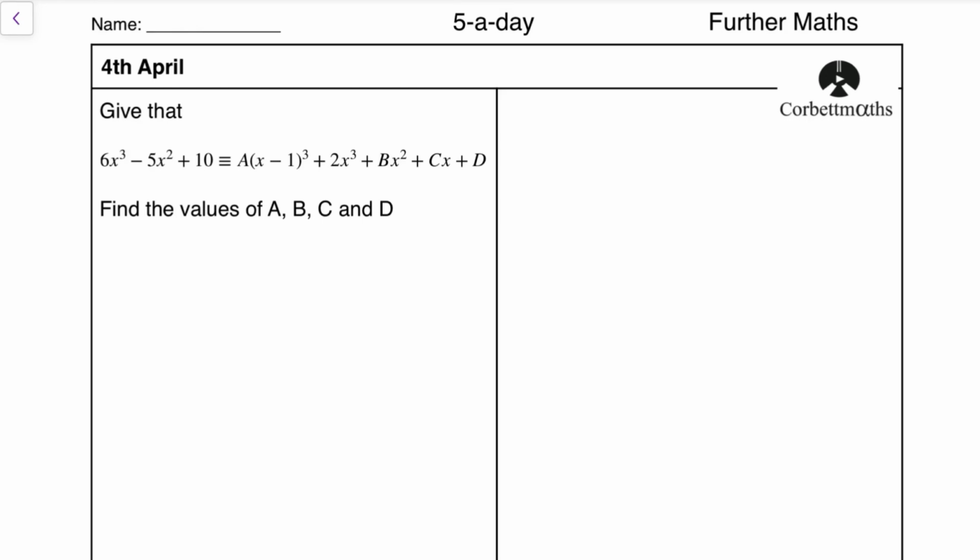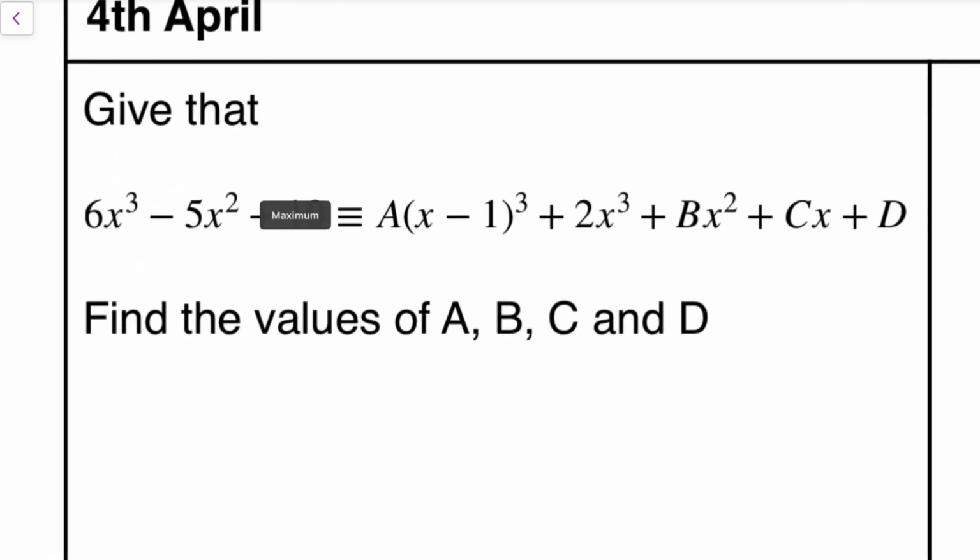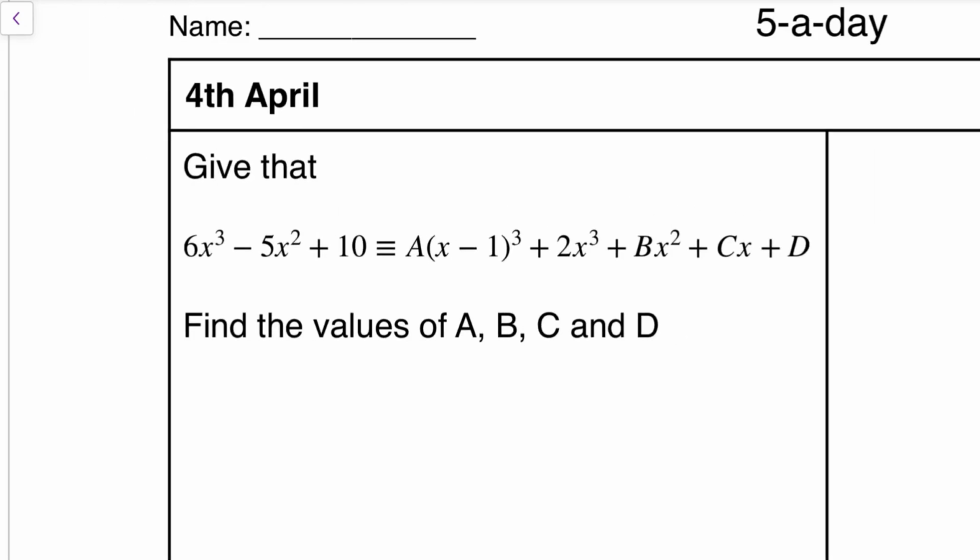Given that this equation here, find the values of A, B, C and D. Right, I'm going to zoom in just so I can explain it slightly better. So what we've got is an identity. In other words, when I put any value of x into here, it must be the same as any value of x over here.